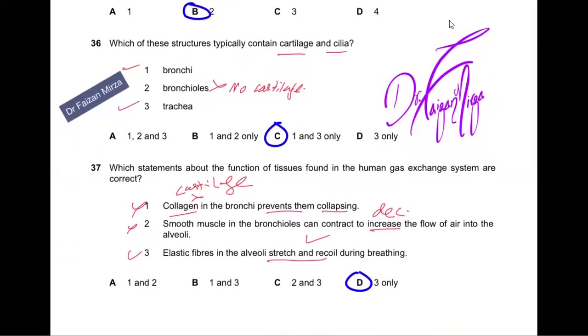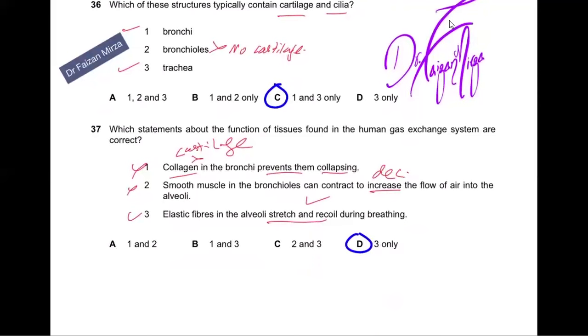Which of these structures typically contain cartilage and cilia? We know bronchi, bronchioles, and trachea. Bronchioles do not have any cartilage. So again, in this question, 1 and 3 are correct. So this option C is what we can go with.